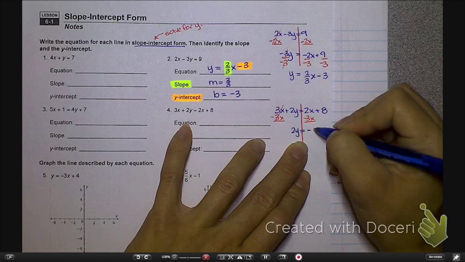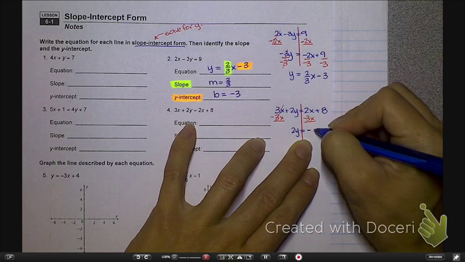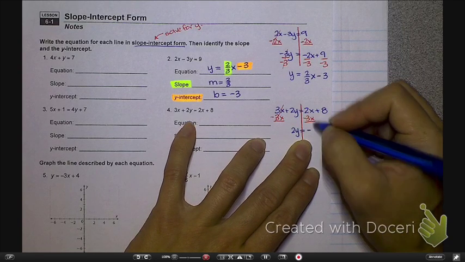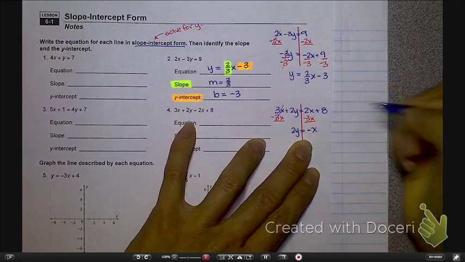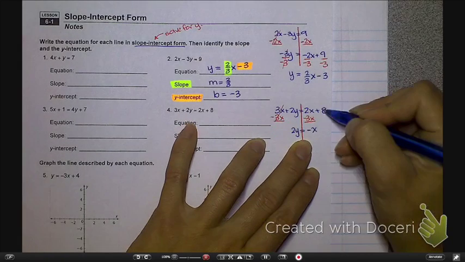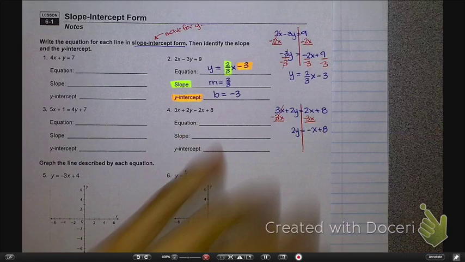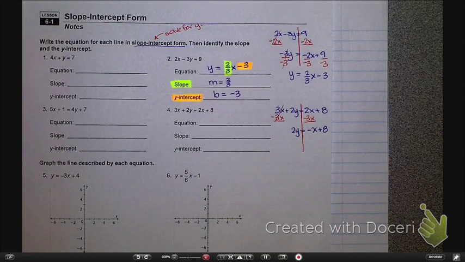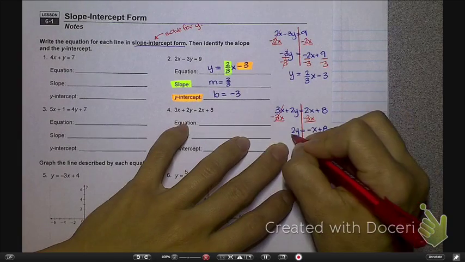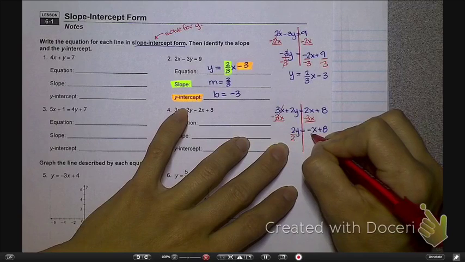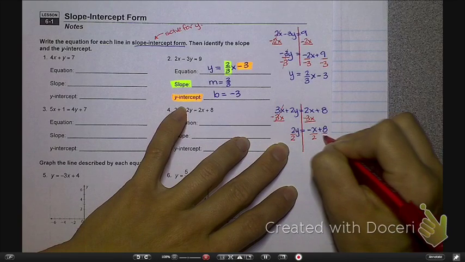Now, do I really need to write the negative 1? I mean, we can if you guys want to. Do you want to write it, or do you just want to write negative x? Negative x? Okay. So negative x. And then let's bring down this positive 8 that we had here. Okay, now, what else do we still need to do to isolate y? Yeah, divide all the parts by 2, right? Divide this one, divide this one, divide this one.